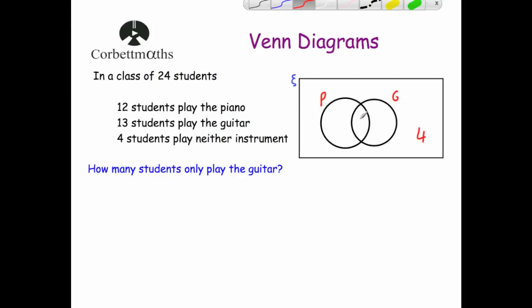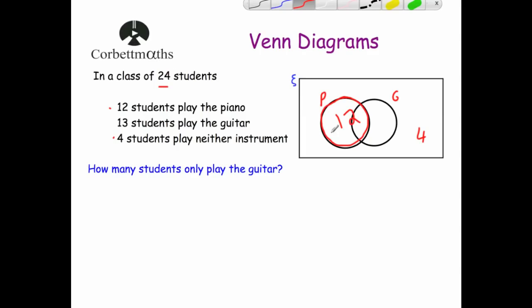Now we don't know which number's in the middle, so we can't just quickly fill out these 3 numbers, but from the information we've been given, because we know there's 24 students altogether, we can use one of the numbers. So let's just look at the 12, and we know that in the piano circle, this whole circle here, there's going to be 12 students. So let's just put a 12 in there for now, okay? And we also know the 4 play neither instrument. So we know there's 12 there and there's 4 there. Now that's 16.